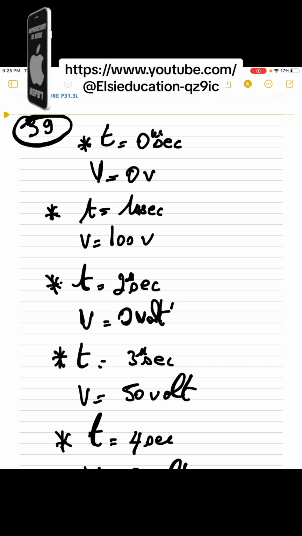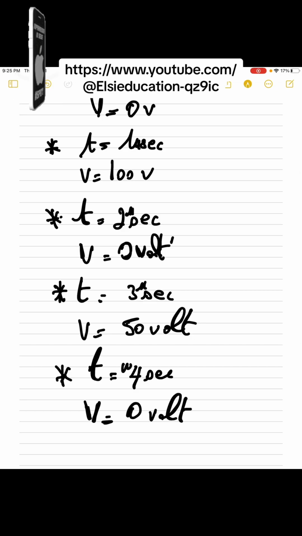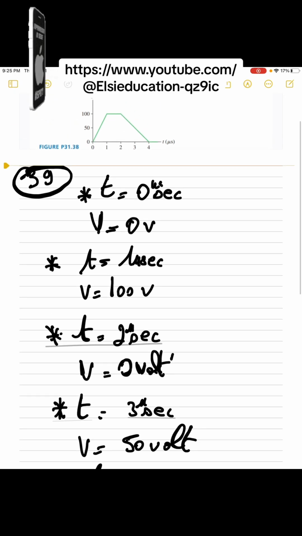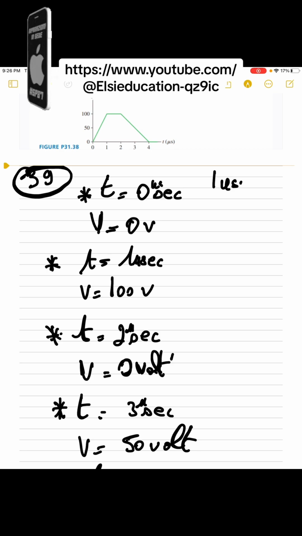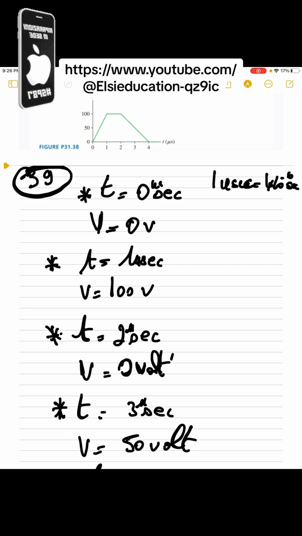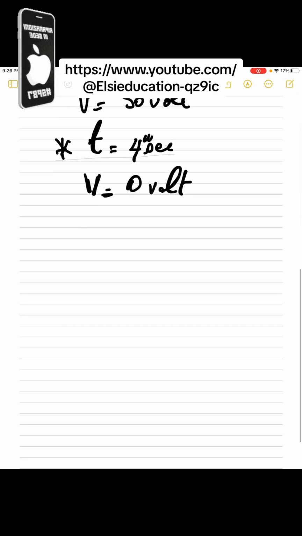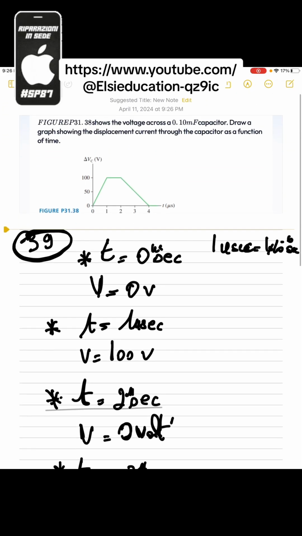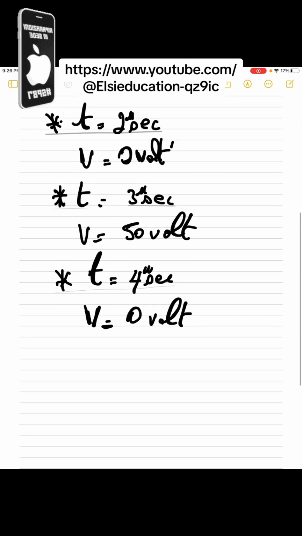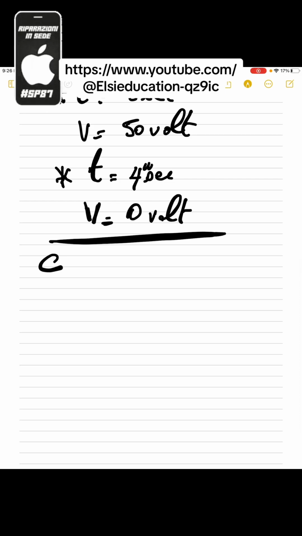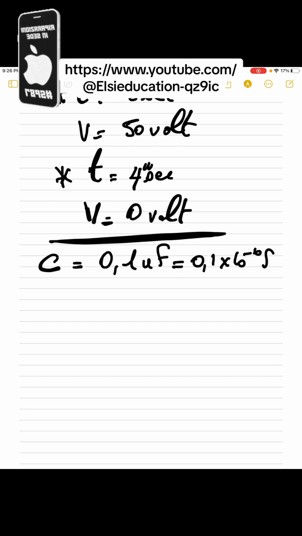So 1 microsecond is equal to 1 times 10 minus 6 second. We can convert this later on in the information. So now the question is, we have a capacitance of 0.1 microfarad. That means 0.1 times 10 minus 6 farad.